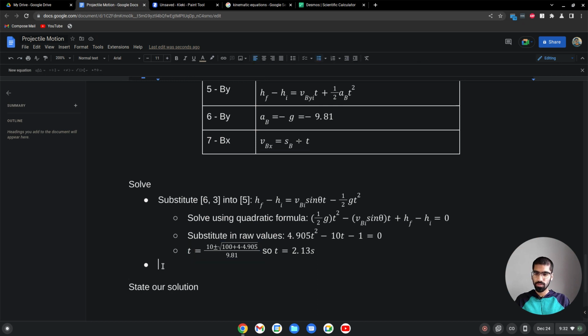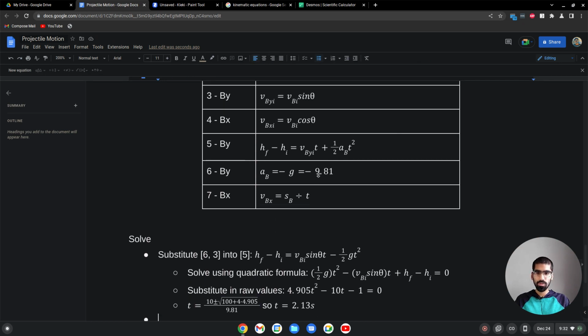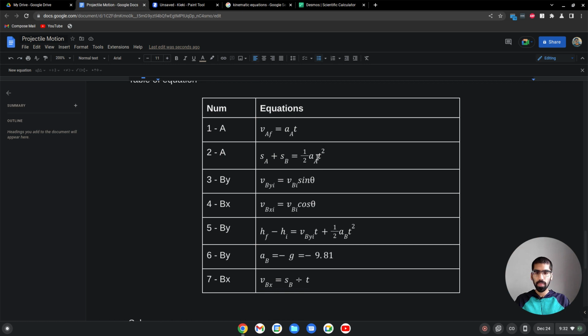So now we have AA missing, SB missing, and VAF. However, we have 3 equations. So I think we're ready to finish our solution.